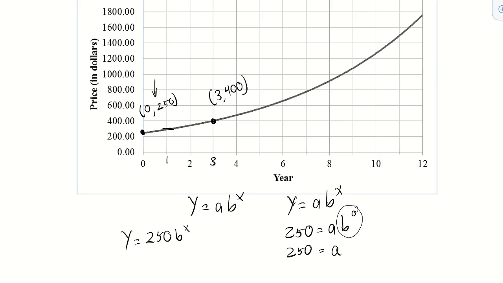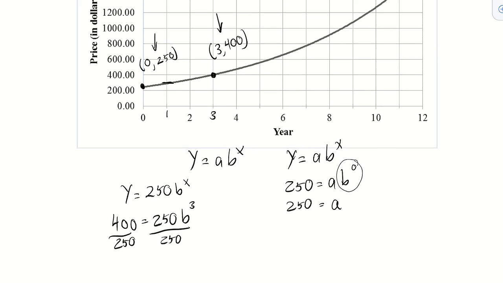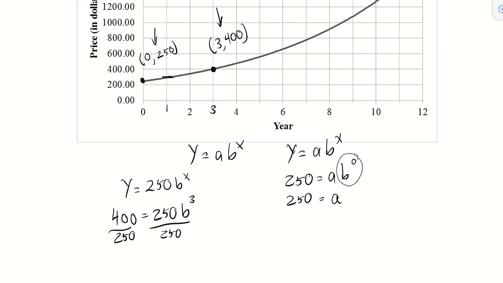Now we need to figure out what the b value is. There are a couple ways of approaching this, but I could just use this equation to help me along. So I'm going to place in 400 is equal to 250 b to the 3rd power. In a sense, I'm placing in the x and the y value. I'm going to divide both sides by 250. I end up getting the value 1.6, which is equal to b to the 3rd power.